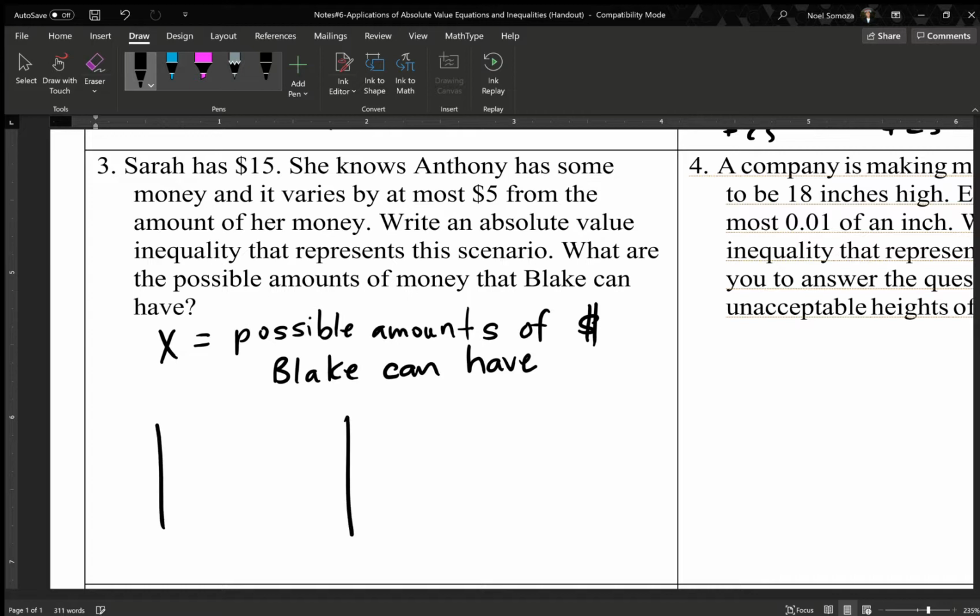Absolute value, x inside, okay, minus 15, greater than or equal to 5, less than or equal to, okay. Why'd you have me change it?